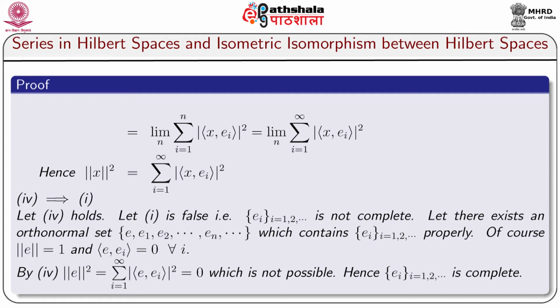Let 4 hold. Suppose 1 is false, that is, the sequence of orthonormal vectors ei is not complete. So, there exists an orthonormal set E comma e1 comma dot dot en comma dot dot which contains ei, i equal to 1 to n, properly. Of course, norm of E equal to 1 and inner product E comma ei equal to 0 for all i. By 4, norm E square is equal to sigma i equal to 1 to infinity modulus of inner product E comma ei square equal to 0, which is not possible. Hence, the sequence ei is complete.